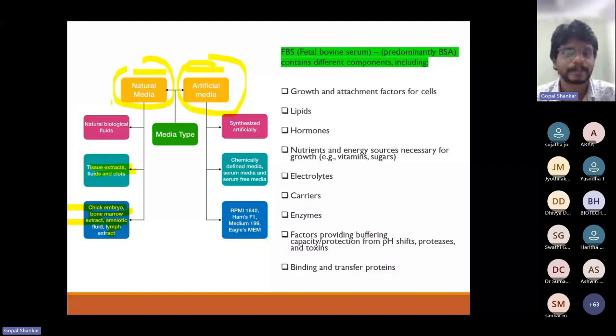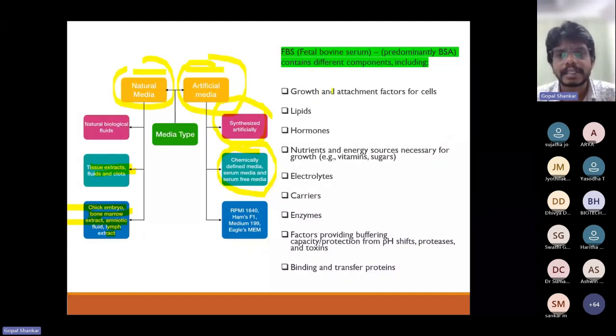On the other hand, when you want to do in vitro studies, we have to mimic the composition of all these natural media to produce something called your synthetic media or artificial media. So this synthetic media contains one important component that is called your serum. And this serum comes from fetal bovine serum, which means the fetus of the bovine. You take the blood and you separate your serum.